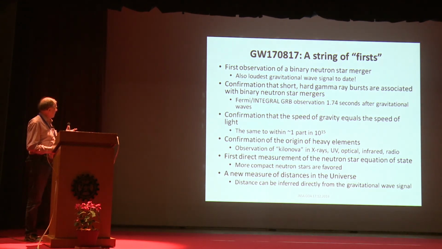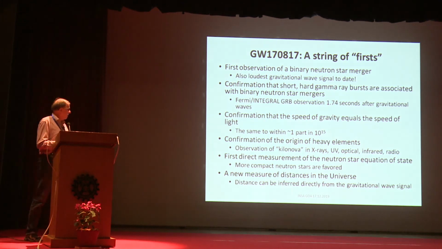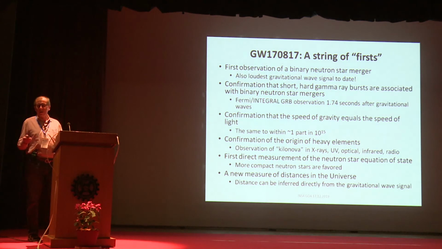Then, because this electromagnetic and gravitational signal were observed, one could accurately establish that the speed of gravity equals the speed of light. And then there was this kilonova, and kilonovae produce heavy elements, and this explains the origin of certain elements in the universe, because we observe things like gold and platinum.